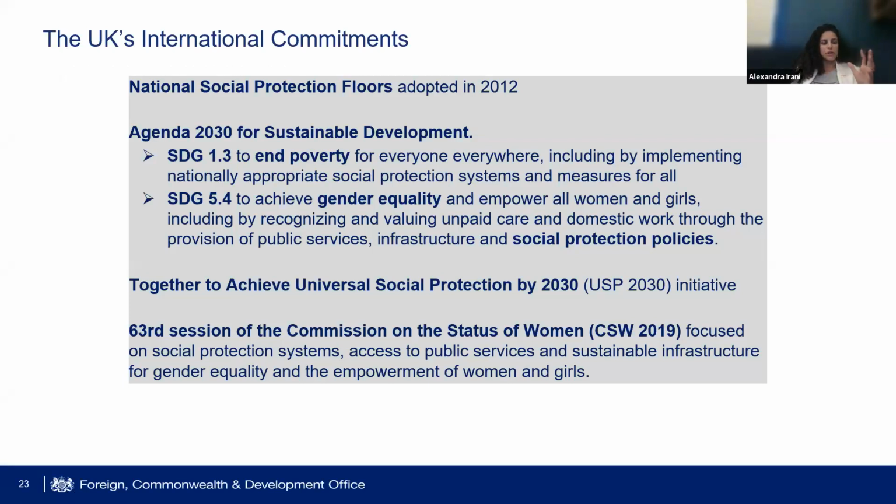Just quickly and broadly, the UK's international commitments on that front, national social protection floors adopted since 2012. In terms of SDGs, a priority for the UK is SDG 1.3 on ending poverty and 5.4 on gender equality. And also at the 63rd session of the Commission on the Status of Women, we did focus on social protection systems and how to ensure public services and infrastructure are inclusive and empower women and girls. Next slide.